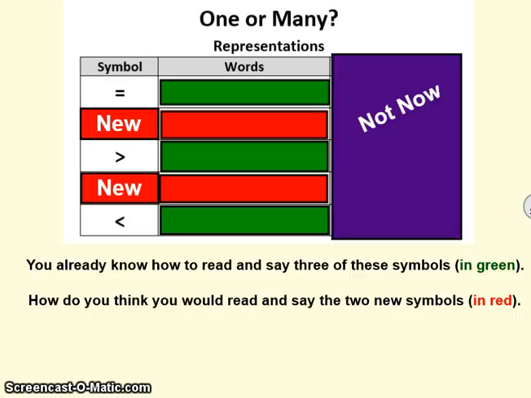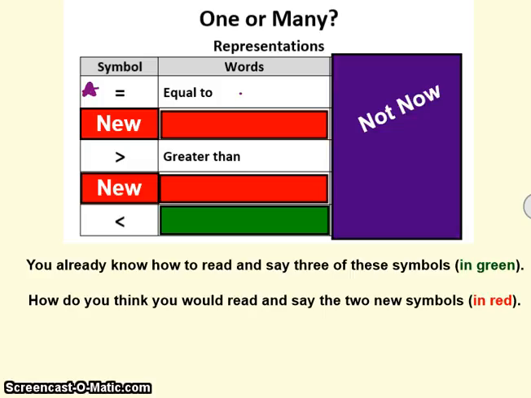Alright, so let's just look at this really quick. It says one or many, and this is the different ways that you can represent things. Well, I know that this equal sign just means equal to. Okay, then I know that this sign right here, that just means greater than. And I know that this sign on the bottom means less than. We know those ones already.